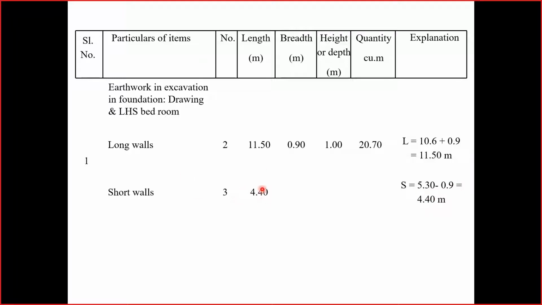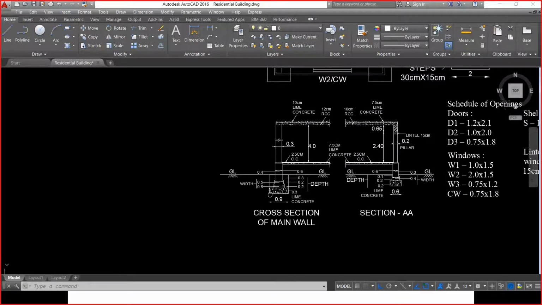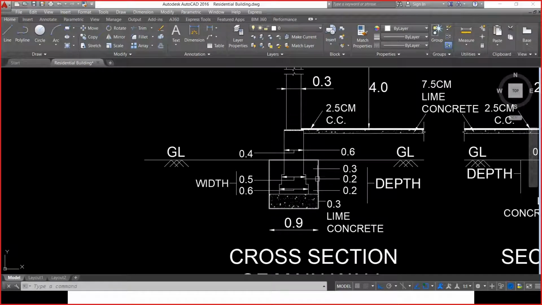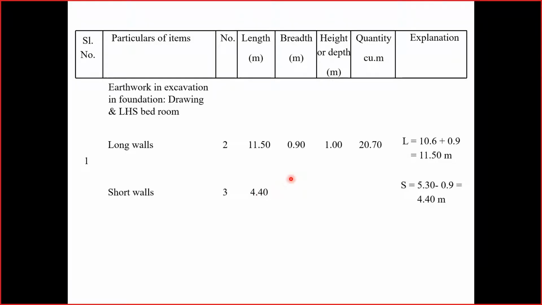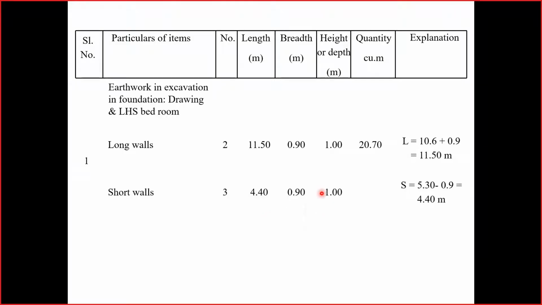So input that into the length column, and the width of course remains the same. Go to the section given. The width of excavation to be made is 0.9 meters. The depth of excavation to be made from the natural ground level is of course 1 meter. And the total quantity is the product of these things, which is 11.88 meter cube.